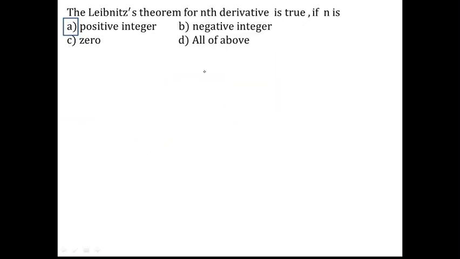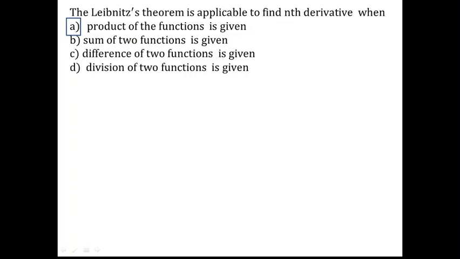Now the Leibniz rule for nth derivative. As we know, the Leibniz rule is used for finding the derivative of the product of two functions, and the n over there must be a positive integer. So that's why the correct option is A. This can be answered if you know the basic concept of that particular theorem, particular rule. So here also, as I said, the Leibniz rule is used to find the nth derivative of a product of functions. Right? Now let's have the next question in the series.